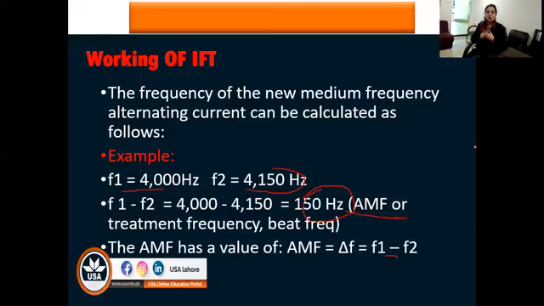So if I want to use 10 hertz in my deeper tissues, what I need to do is I keep my one electrode over the 4000 hertz, the other electrode over 4010. So the net product will be 10 hertz. Fine. So it depends upon my choice, what effect I want to get. So I will adjust the frequency of the second electrode according to my required effect.